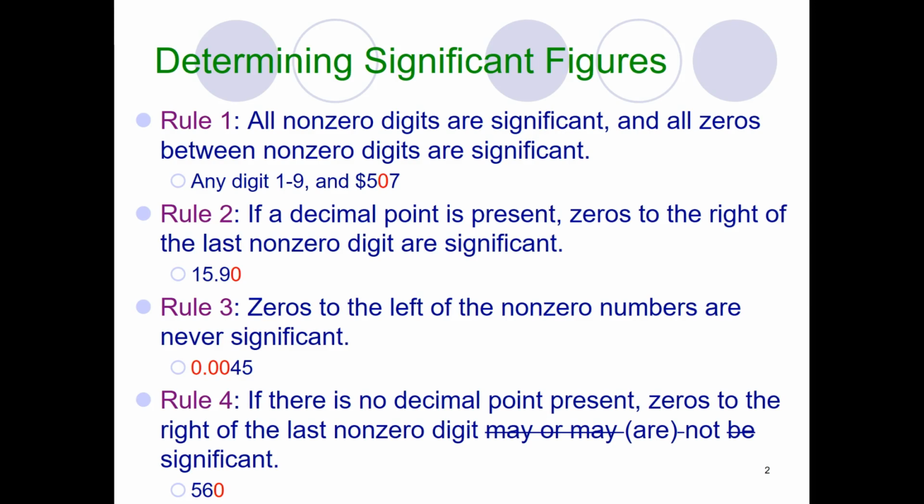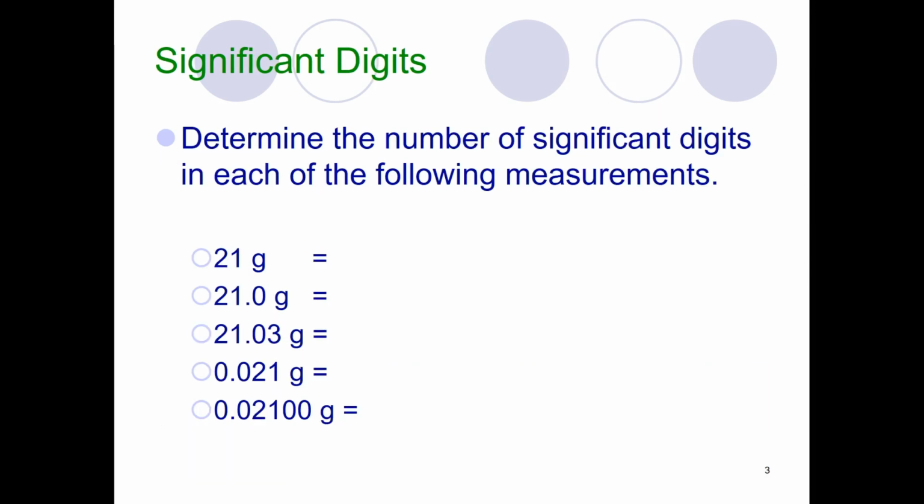So let's practice these. I've got 5 measurements here. We're just going to figure out how many significant figures or significant digits they have. Significant figures and significant digits are the same thing. It's 2 ways to say the exact same thing. So the measurement, 21 grams. Well, the 2 and the 1 are both non-zero digits, so they're automatically significant. So this has 2 significant digits or significant figures.